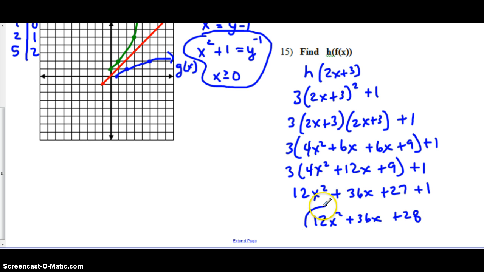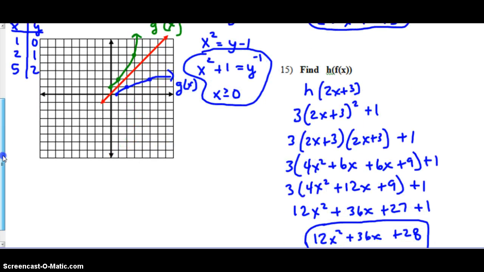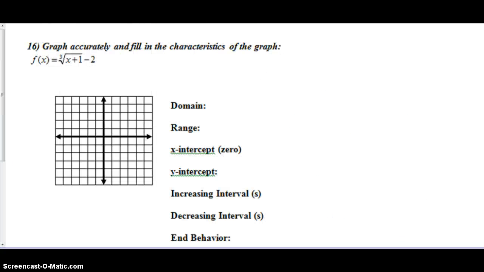Okay, so that one was a lot longer than the other. And you never know with composition. They could be simple, like the number 14, and just have a couple steps, or they can be a little longer, number 15. All right, let's look at our last problem, number 16.